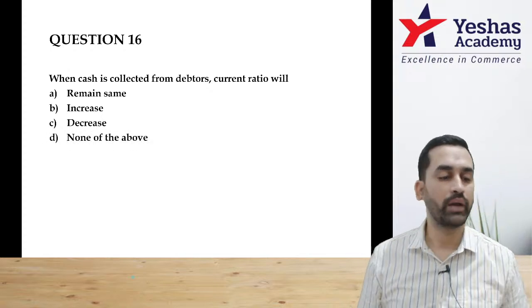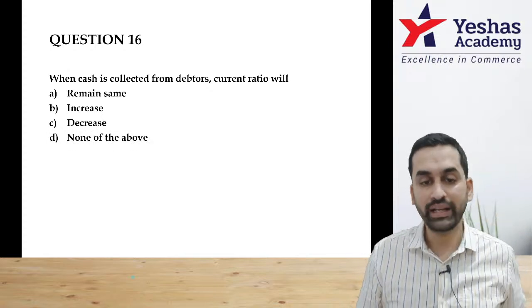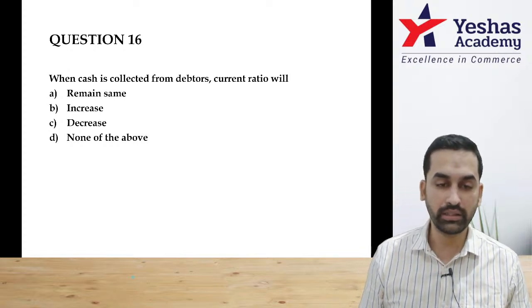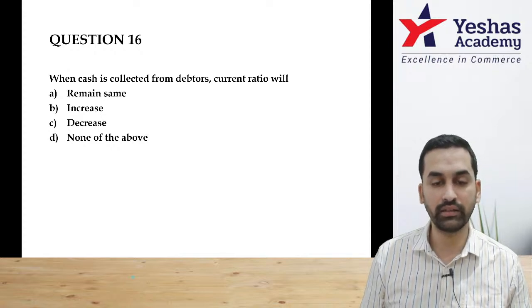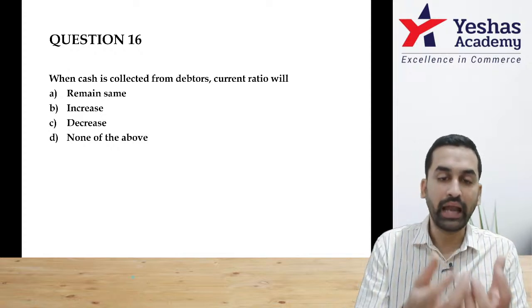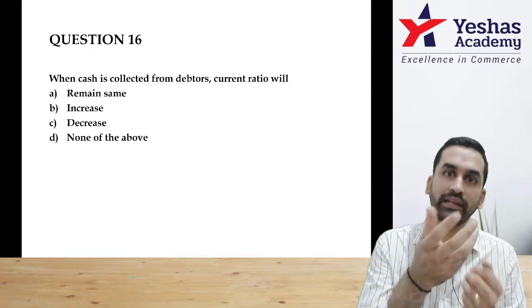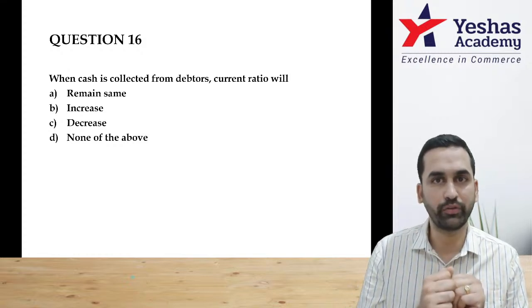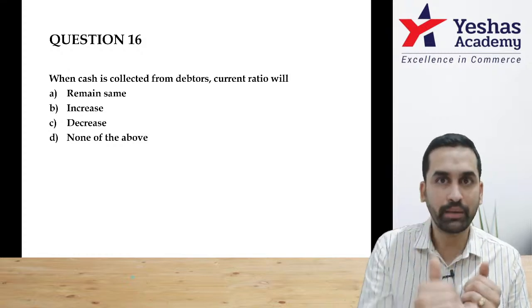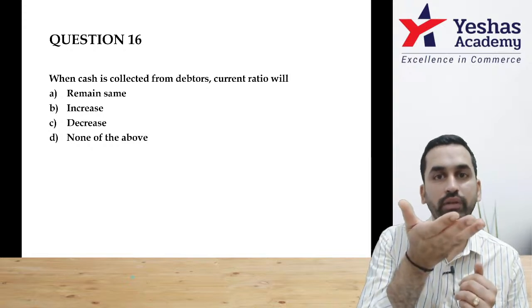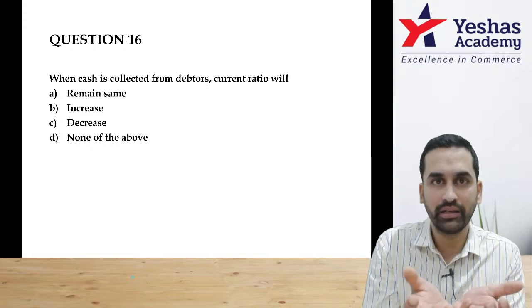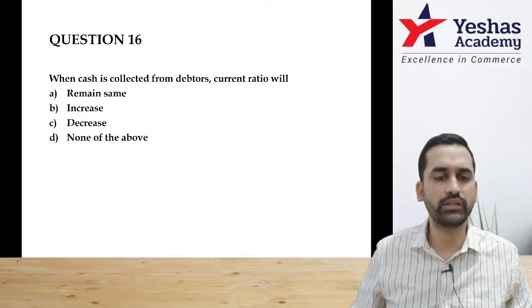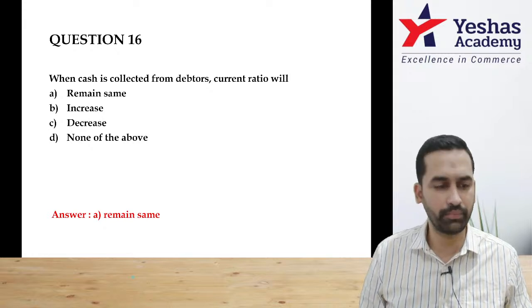Read. I want you to think and answer this. When cash is collected from debtors, current ratio will remain same, it will increase, it will decrease, none of the above. Please observe, cash is collected from debtor. Debtor is also a current asset. Cash is also a current asset. So when you collect 10,000 rupee from your customers, debtors, debtor balance will come down, cash in hand balance will go up. Net effect of current asset is 0. If it is 0, sir, then the ratio will remain same.